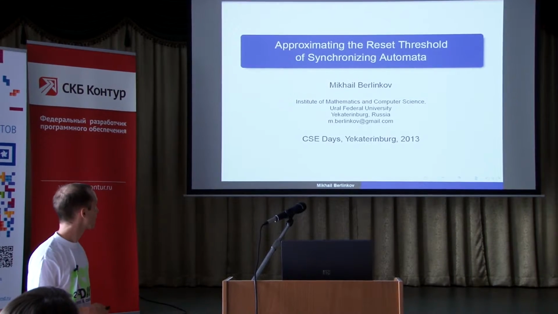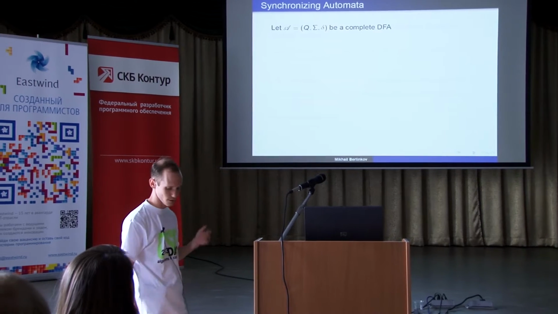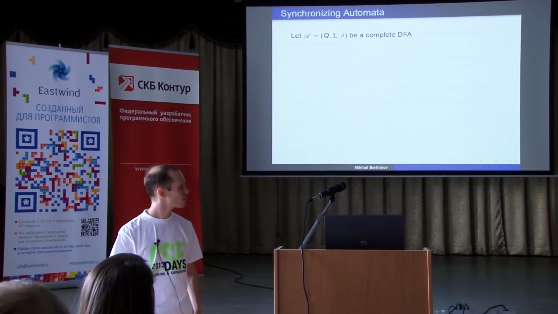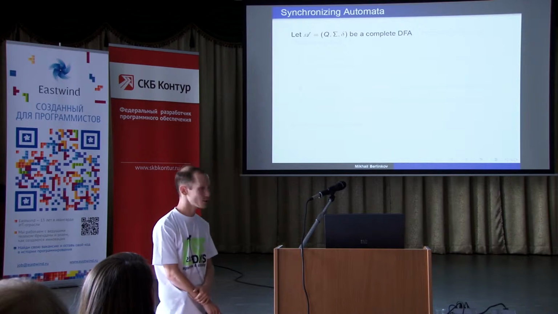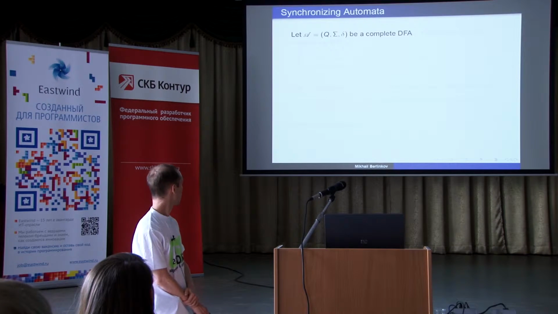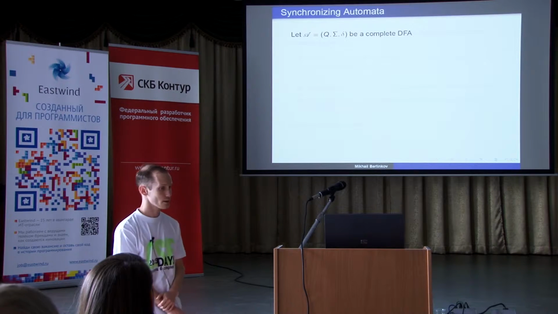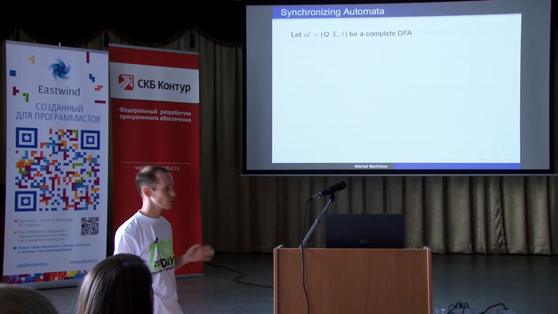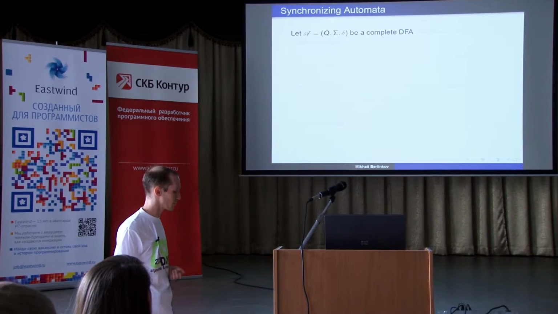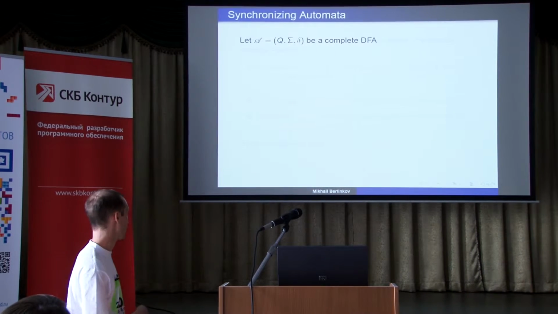A computational problem related to synchronizing automata. Synchronizing automata is quite a simple and natural notion. Let us have a deterministic finite automaton without initial and final states. That is, it's a triple Q, sigma, delta, where Q is a state set, sigma is an alphabet, usually of fixed size, and delta is the transition function, a well-defined transition function.